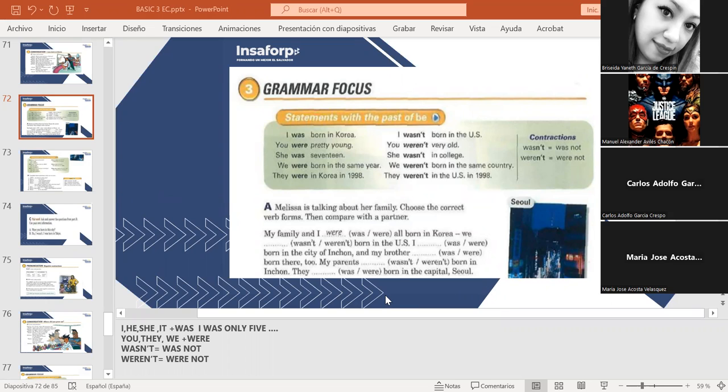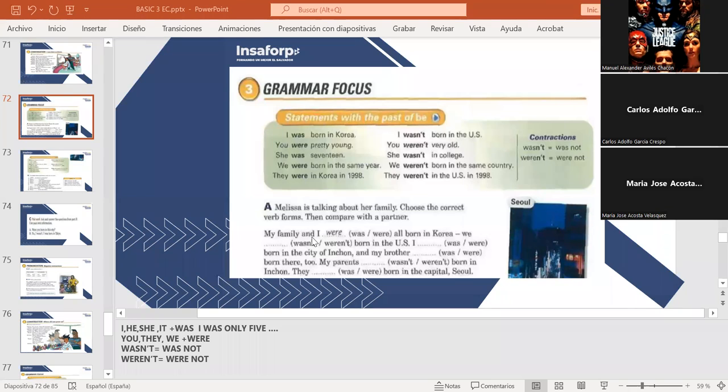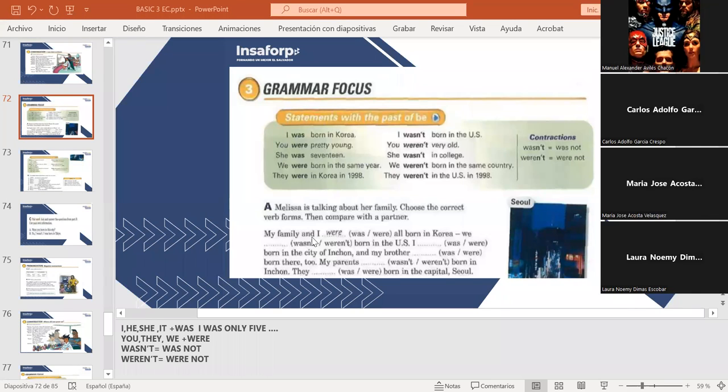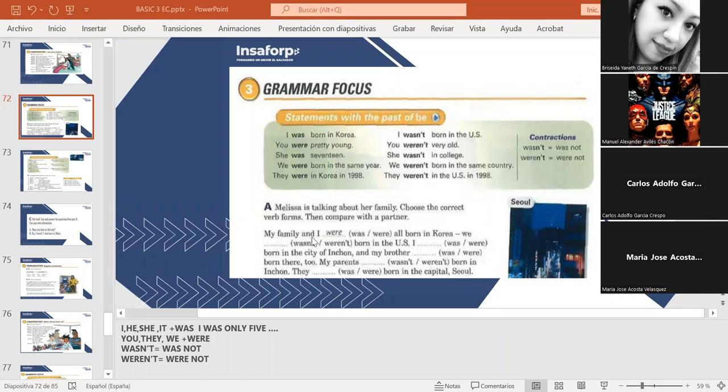Okay, now I want you to complete this conversation that Melissa is talking about her family. Choose the correct verb forms, then compare with the class, not with the partner. We're gonna compare here in class, okay? Do it on your notebook and send a picture.